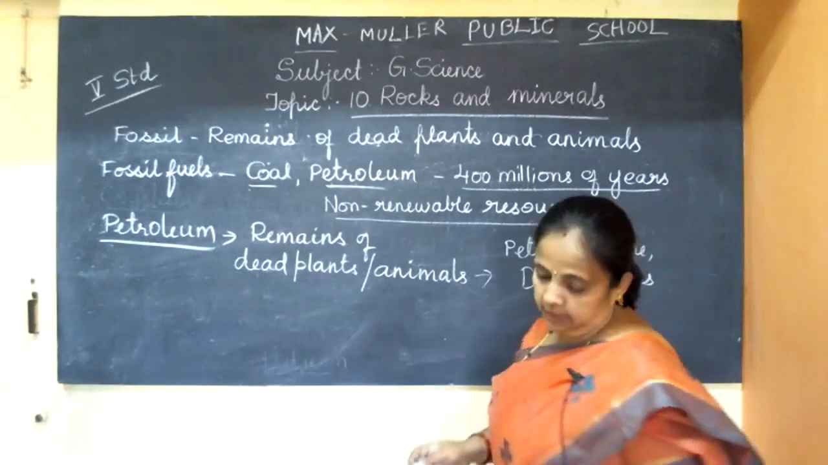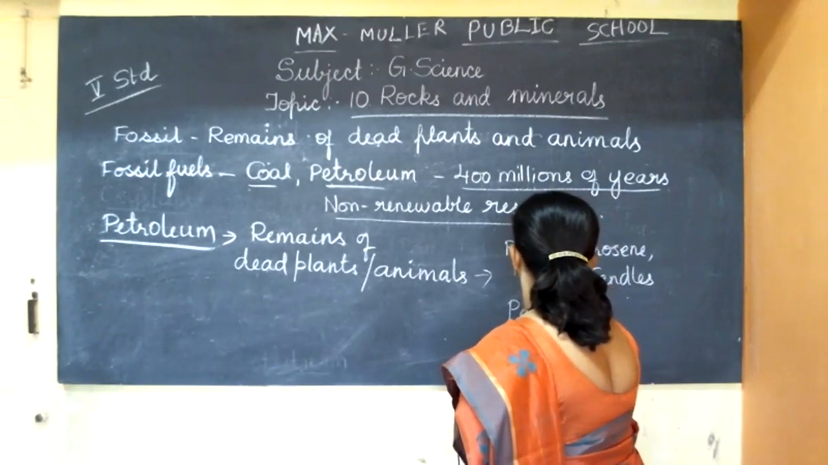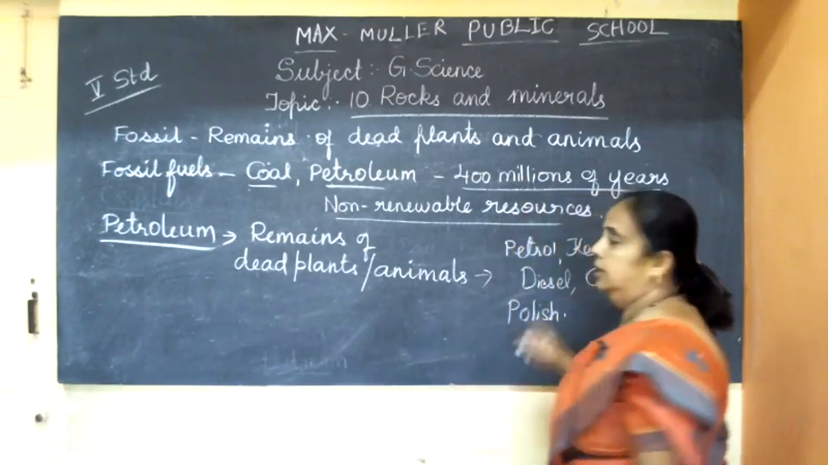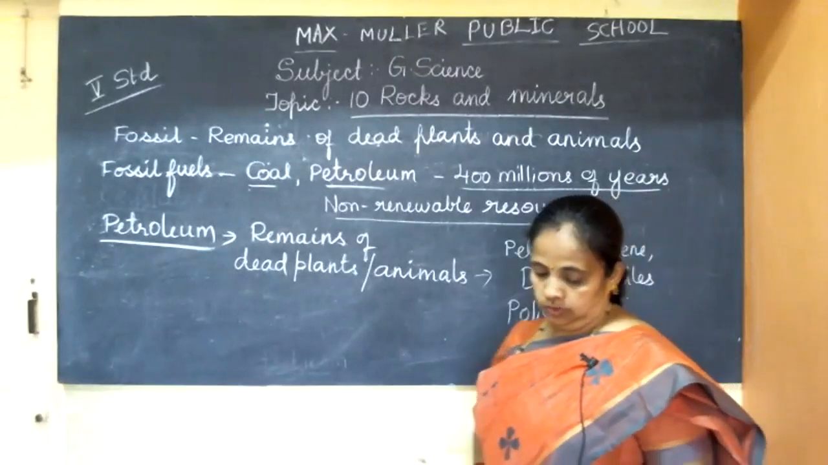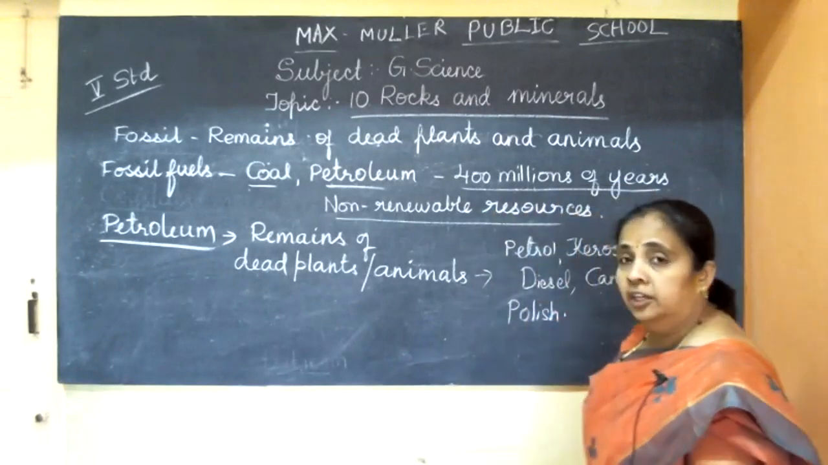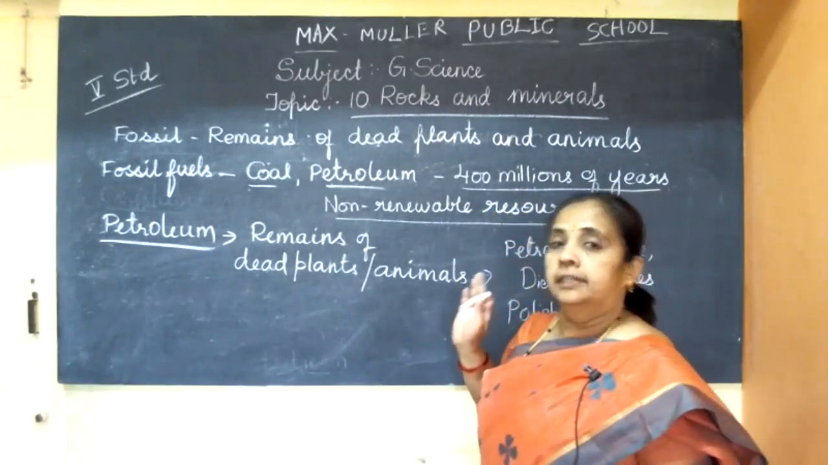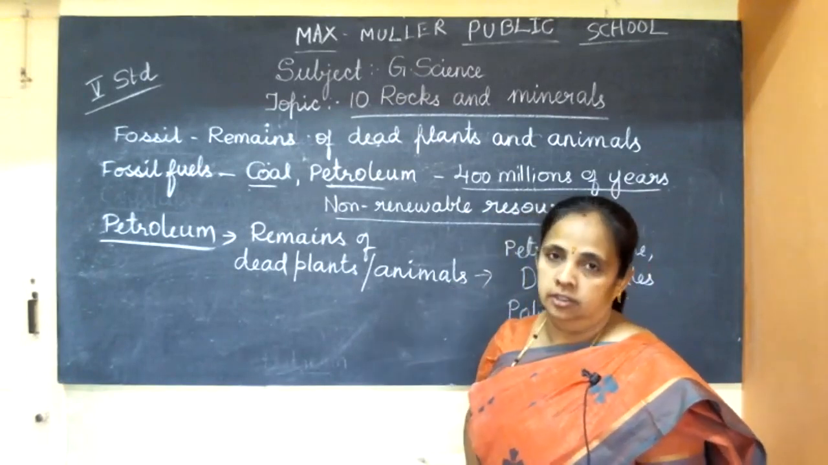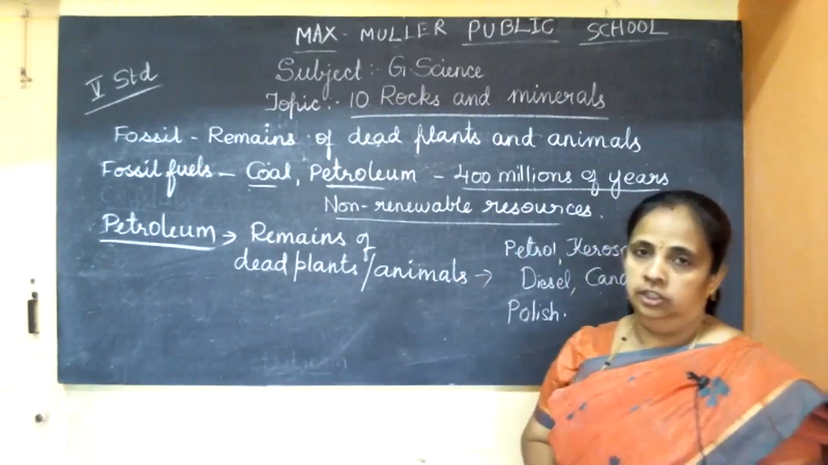Okay, so all this they are going to make, or the shoe polish, all these are obtained from petroleum. So this is about petroleum. Since this is a valuable, non-renewable resource and it takes millions of years to be formed, we should not waste it. We should use it judiciously.